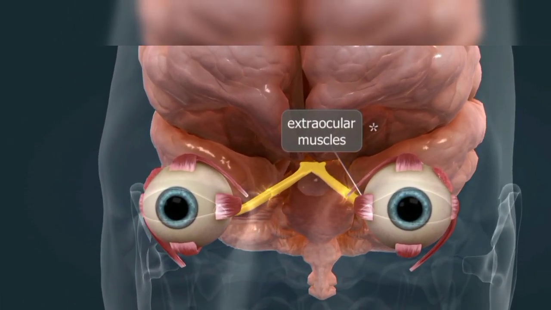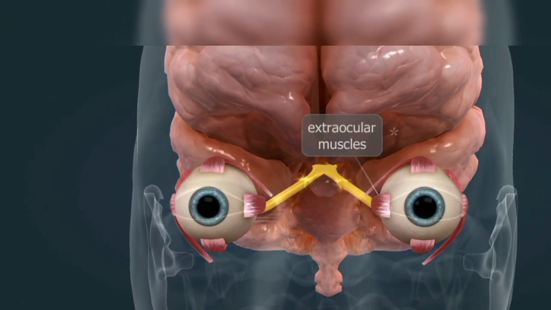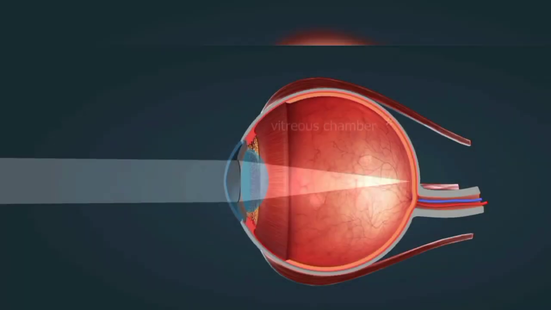The eyeballs are moved by the extraocular muscles. These are striated muscles under voluntary control. The vitreous chamber forms the main mass of the eye.